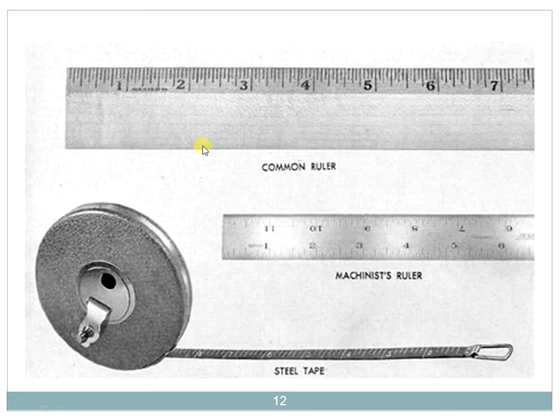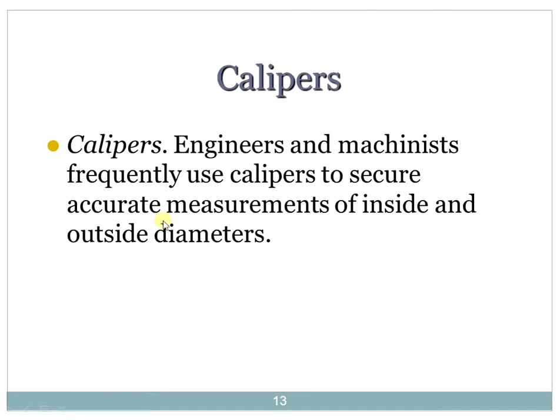So the common ruler we usually know and you are aware of. Then we have a machinist ruler which has some inch values on it as well. Then we have a steel tape. Next we have calipers. Calipers are most frequently used by engineers and machinists.